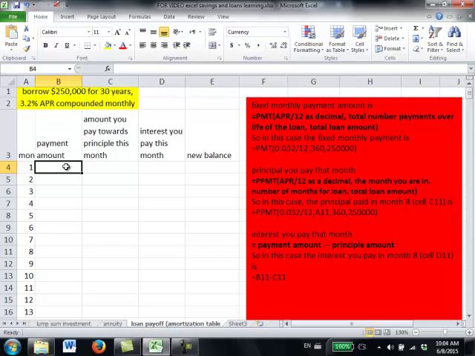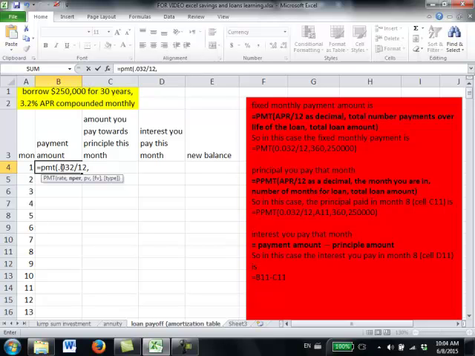It's the PMT function. So in cell B4, I'm going to calculate the payment amount that we'll pay over the 30-year loan. It is equals PMT parentheses. Now the first thing we enter is the rate as a decimal for the month. So it's a 3.2% APR for the year, so we need to take 0.032 divided by 12. That'll be the rate for the month.